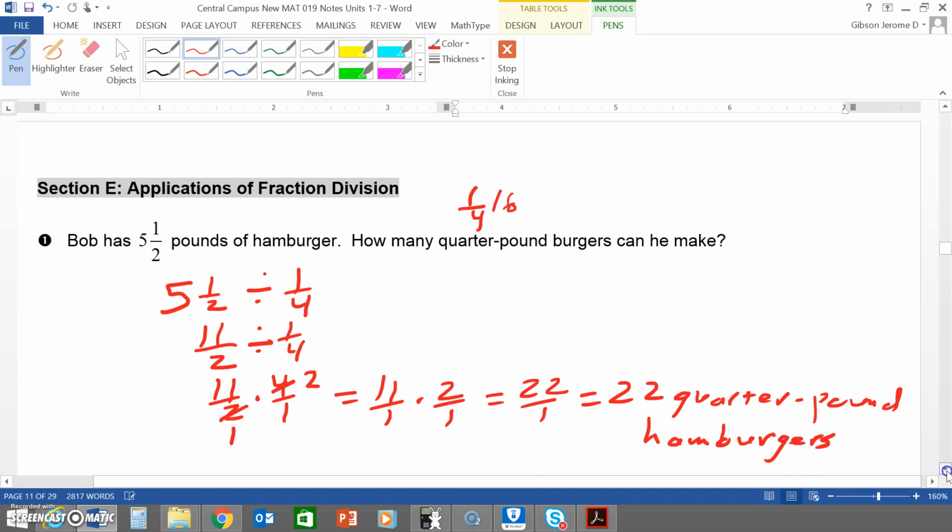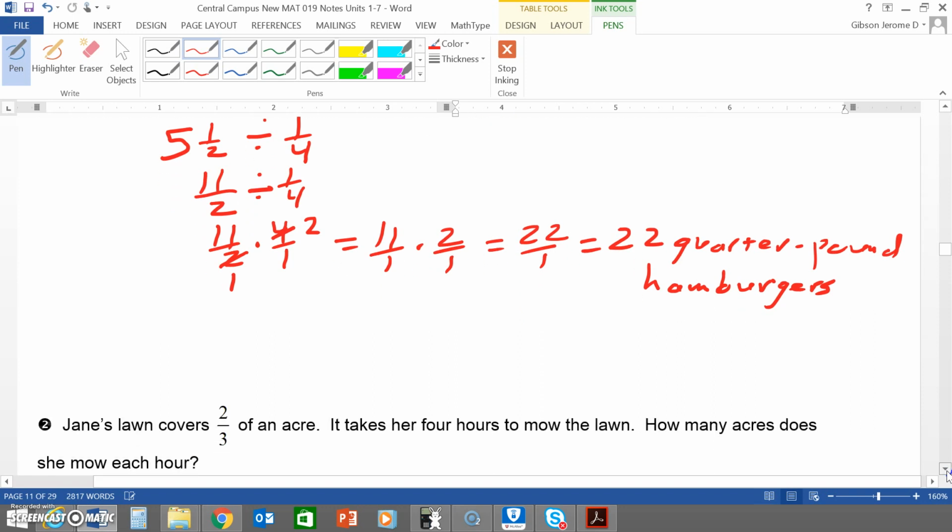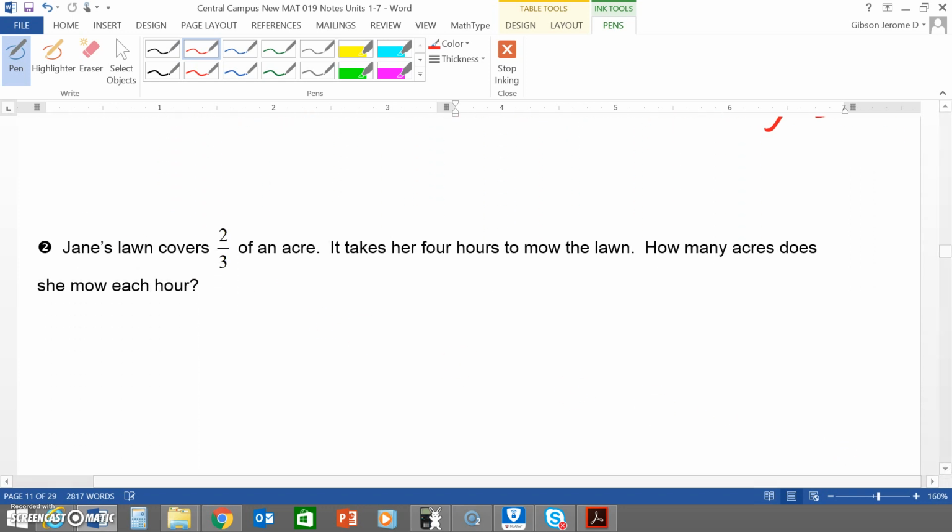All right, now we go here to number 2. It says Jane's lawn covers 2/3 of an acre. It takes her 4 hours to mow the lawn. How many acres does she mow each hour? Okay, so now her lawn covers 2/3. We would take 2/3 divided by 4.